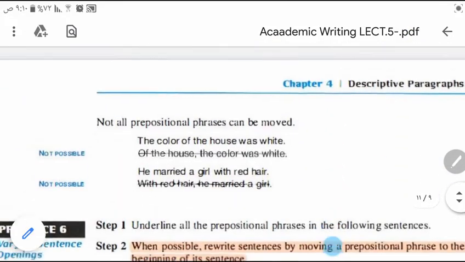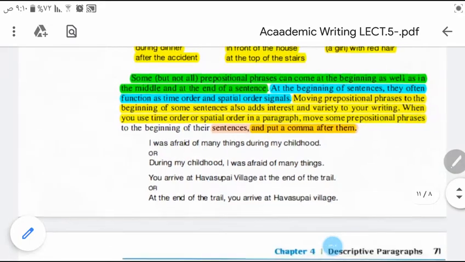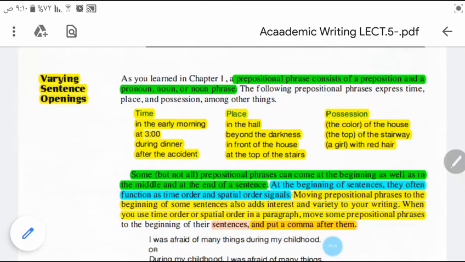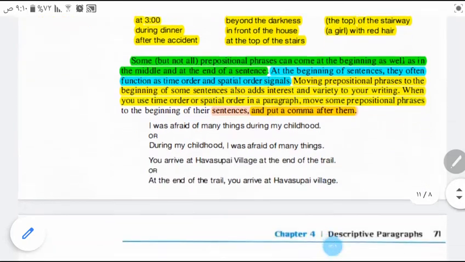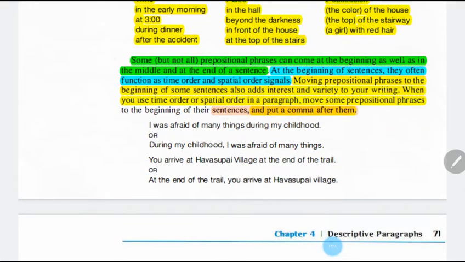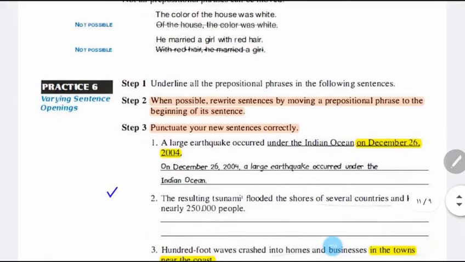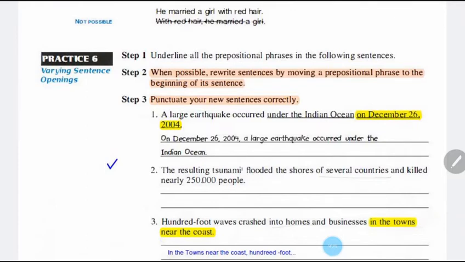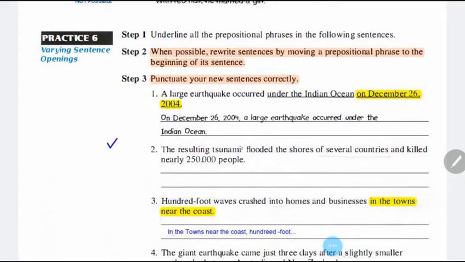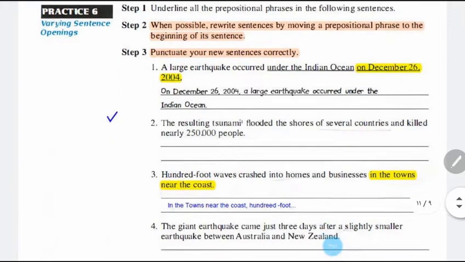So we can move the prepositional phrases to the beginning of the sentence to make it interesting and varied. Okay, here we have also an important exercise. When I, for example, in the exam ask you to move the prepositional phrases to the beginning of the sentence, there's no change in the sentence. You just move the prepositional phrase to the beginning and put a comma after it.